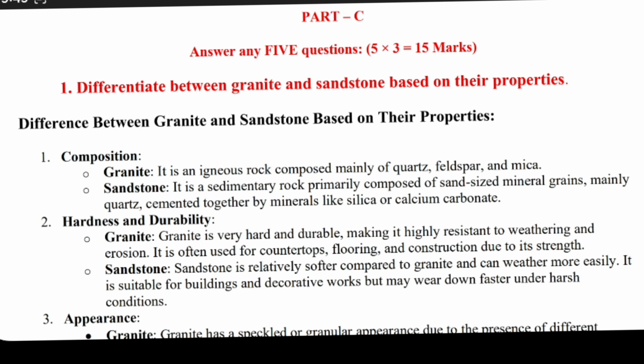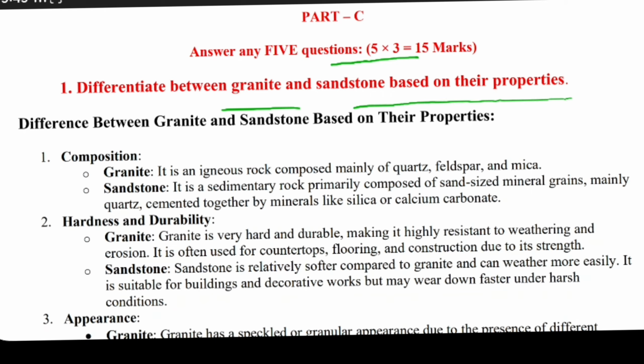This is model question paper 1, first semester construction material. Subject code is 25CE11I. These are the 3 marks questions. Here they are asking the difference between granite and sandstone based on their properties.